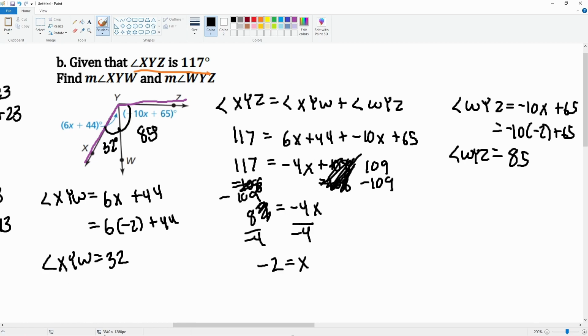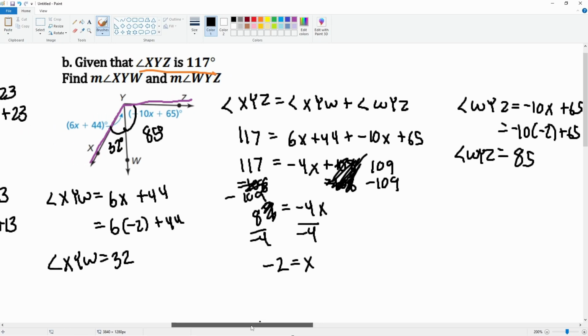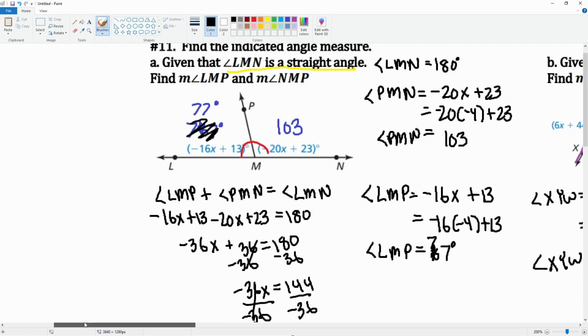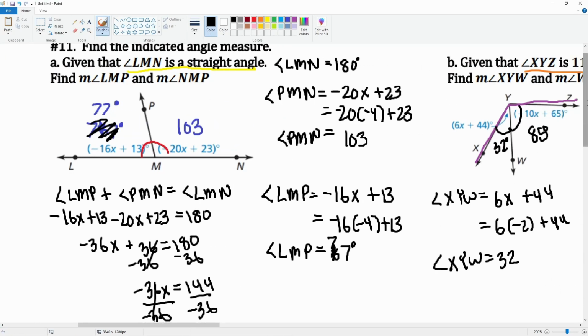Always double check your work. I made little minor errors, but you should always double check your values to make sure it works. Wait, hold on. 32 plus 85 is 117. Yep. Just always double check your angles, making sure that they add up.